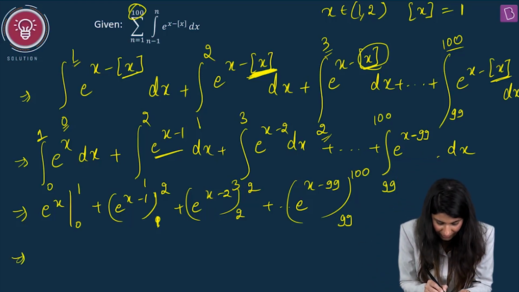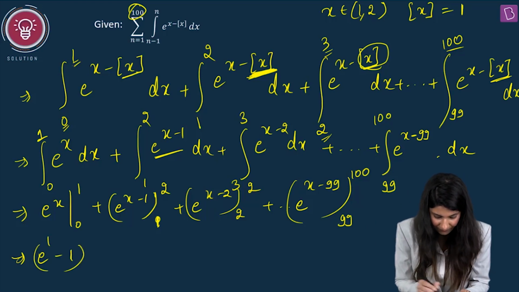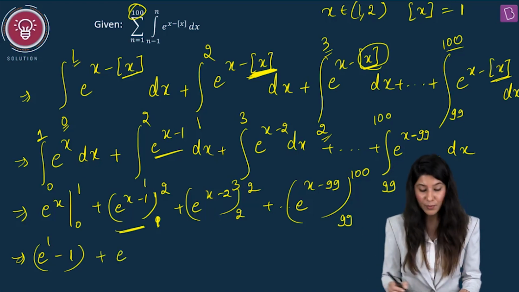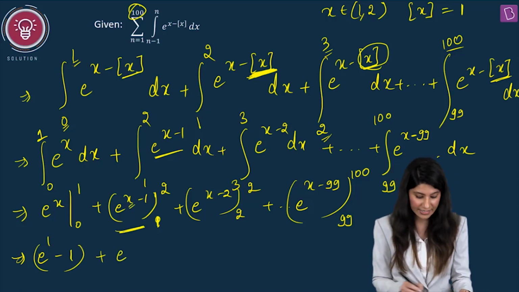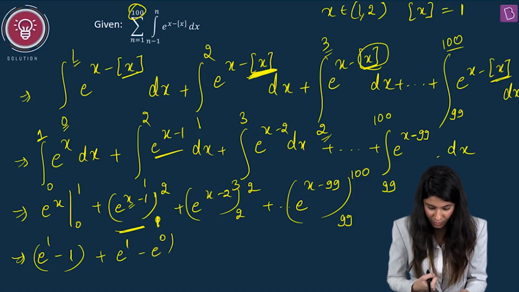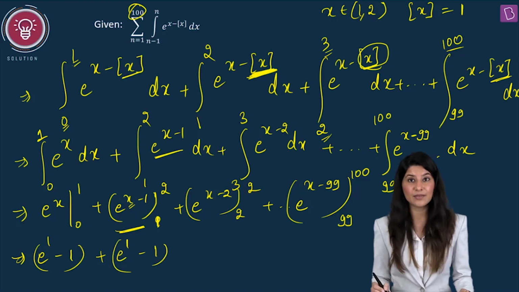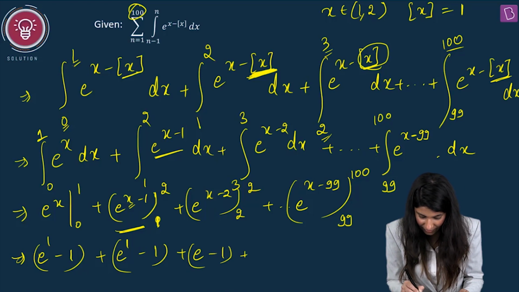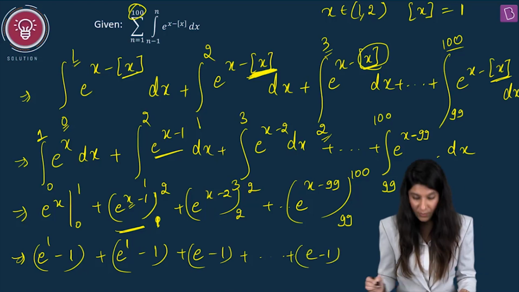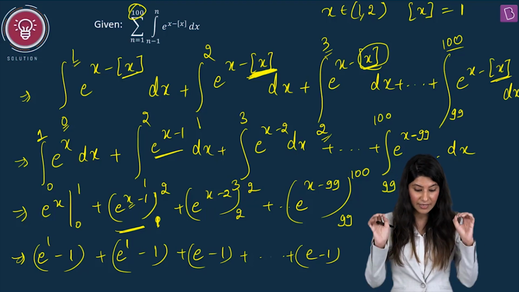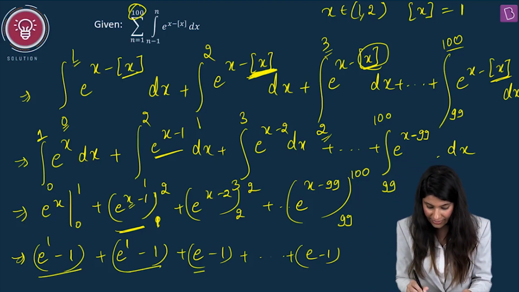So here you have e raised to power 1 minus e raised to power 0. E raised to power 0 is 1. Okay. And again, if you put x equals 2, you have e raised to power 1 minus e raised to power 0. If you put the lower limit as well, e raised to power 1 minus 1. Then you have again e minus 1, e minus 1, e minus 1, and so on up to e minus 1. Now the question is how many times you are getting this e minus 1?